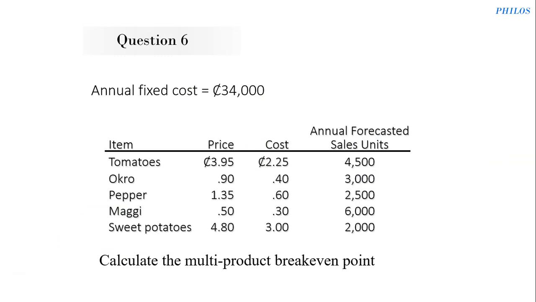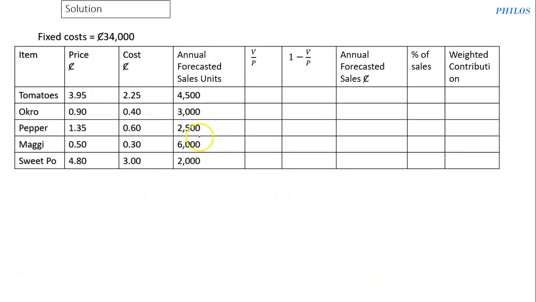Okay. Question 6. Now this is the annual fixed cost, 34,000. So calculate the multi-product break-even point. So to do that, we can redraw the table. Then you create a new column for V over P, another column for 1 minus V over P, and annual forecasted sales, percentage of sales, and weighted contribution. Okay, so you have to keep the format. Then you find a V over P by taking the costs here divided by the price. So 2.25 divided by 3.95, that will give you 0.57 in 2 decimal places. Okay. So you do that for the rest also.